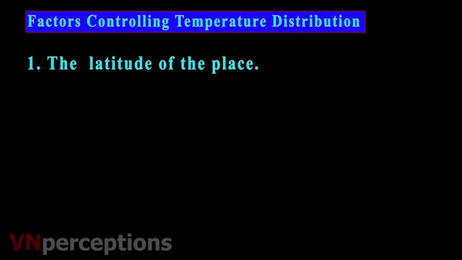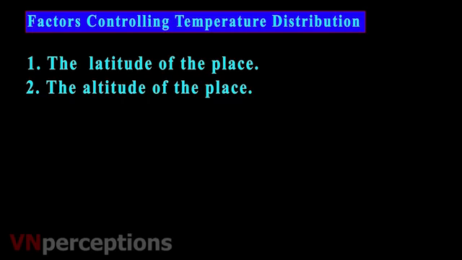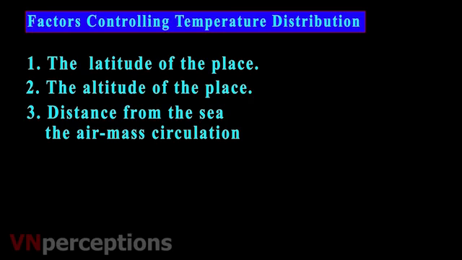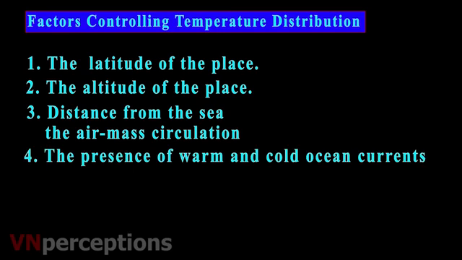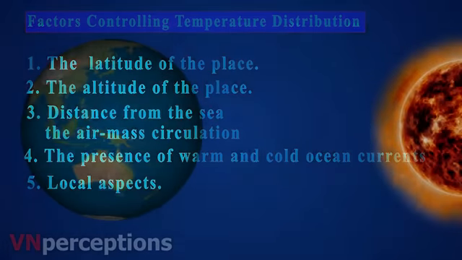Basically, there are 5 in number. The first one is the latitude of the place. Second, the altitude of the place. Third, distance from the sea. The air mass circulation. Fourth, the presence of warm and cold ocean currents. Fifth is the local aspects.